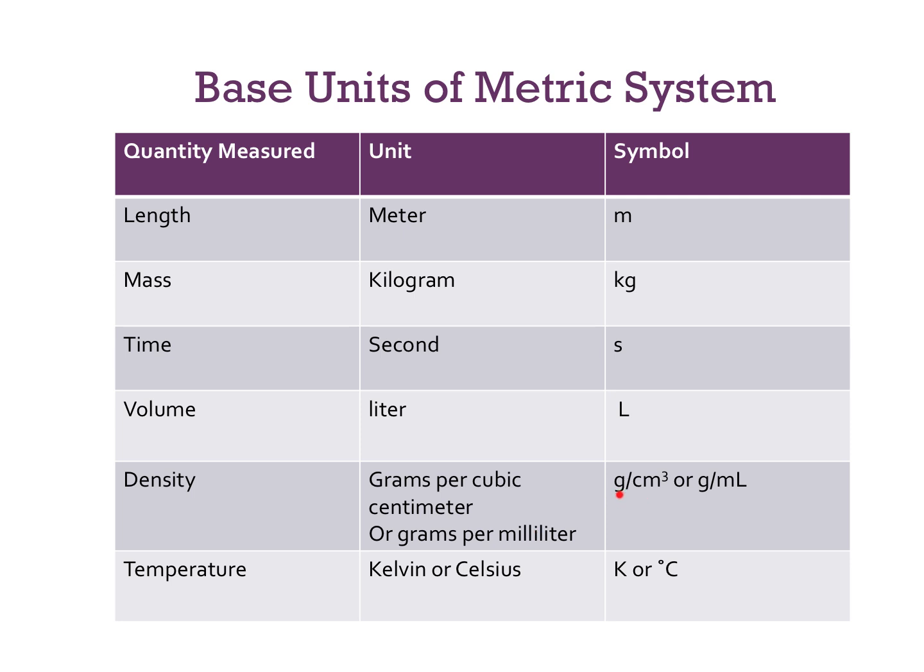So if it's grams per cubic centimeter, here's the symbol for it. And then if it's grams per milliliter, here's the symbol. And then again, temperature can be in kelvins or Celsius. Kelvin is just a capital K, and then Celsius is degrees, capital C. Okay, so these are the base units of the metric system. Like the base unit for length is meter.